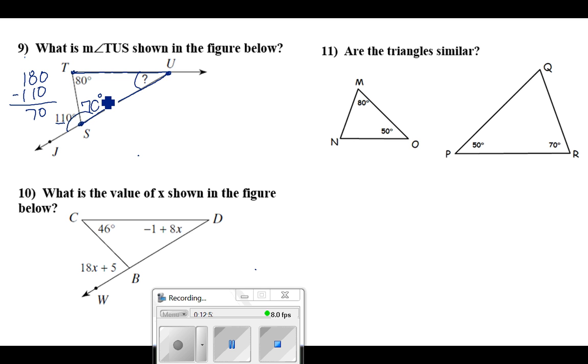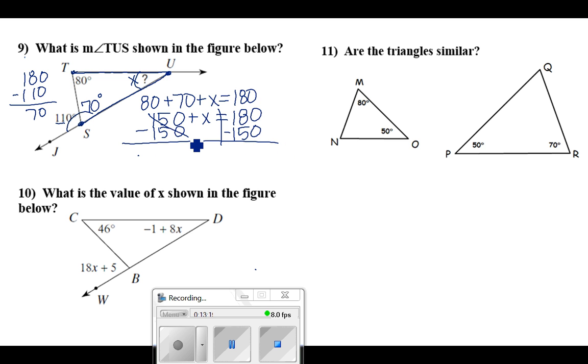So now I have one missing part of the triangle left, and I can set up my equation. 80 plus 70 plus x equals 180 degrees. And we can add those together. 150 plus x equals 180 degrees. We have a one-step equation. Subtract 150 from both sides. That cancels, and we have x equals 30. So that angle measurement would be 30 degrees.